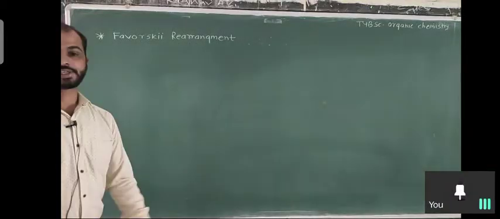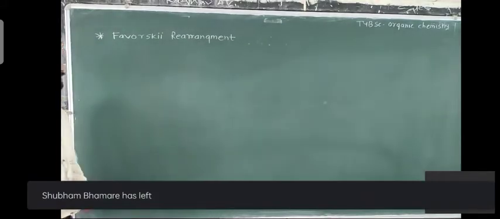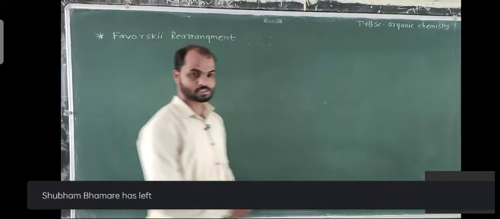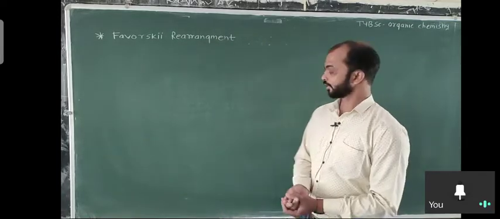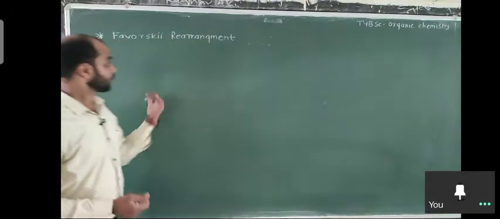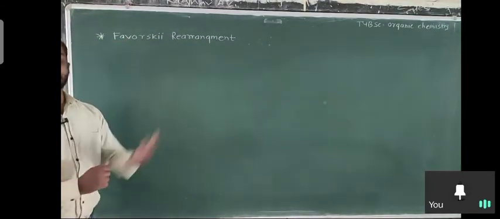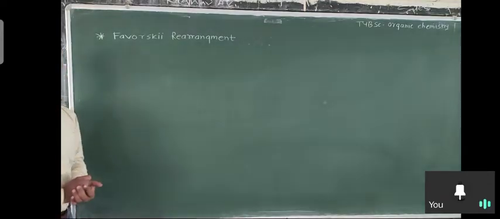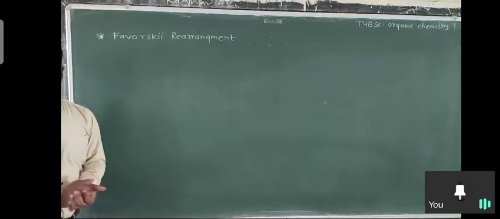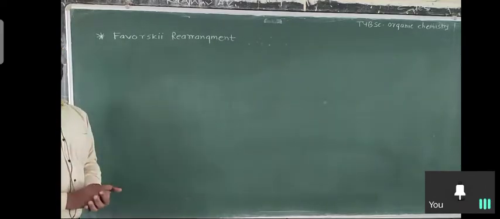Okay, hello students. Today we start another rearrangement, the Favorsky rearrangement. In the last lecture we saw the Pinacol rearrangement. In today's lecture we are going to discuss the Favorsky rearrangement and the Claisen rearrangement. First of all we are going to see the Favorsky rearrangement. So what is a Favorsky rearrangement? What material is required and how does the rearrangement take place?